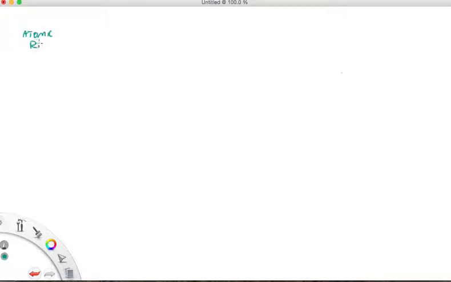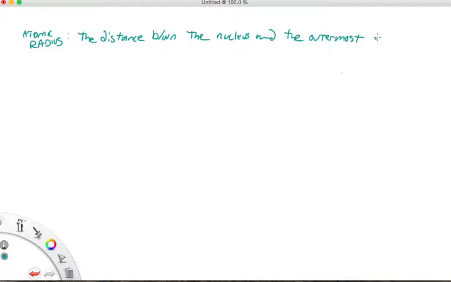Atomic radius. And the atomic radius is just the distance between the nucleus and the outermost electron in the atom. And we'll just say also that it's in a ground state. Because if it's excited, then the electron's going to be going up to a higher energy shell, and it'll be farther away. So we'll just say in a ground state here.